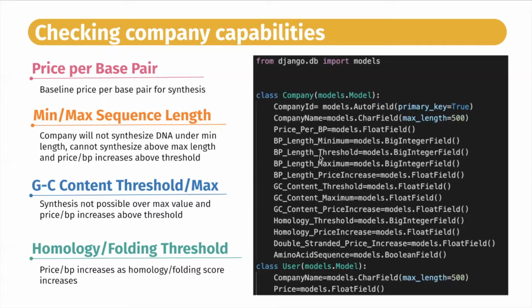If it's over the threshold and under the maximum, then there will be a price increase per base pair set to be the blank price increase. The same concept will apply to GC content and homology, which is also fold score. Furthermore, there will be a price increase if the sequence is a double-stranded DNA. Also, we have made it so that certain companies can synthesize amino acid sequences or not.